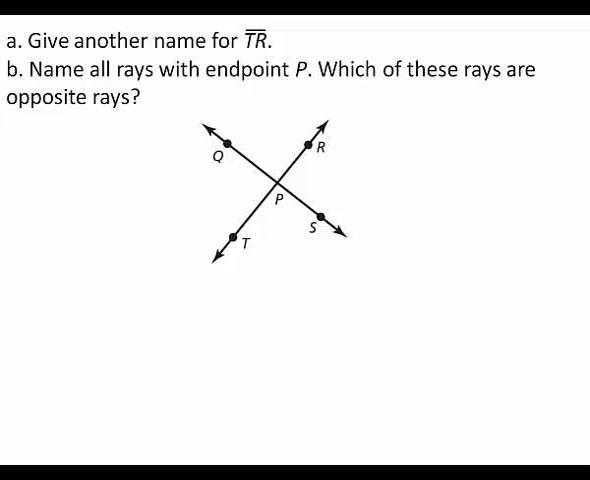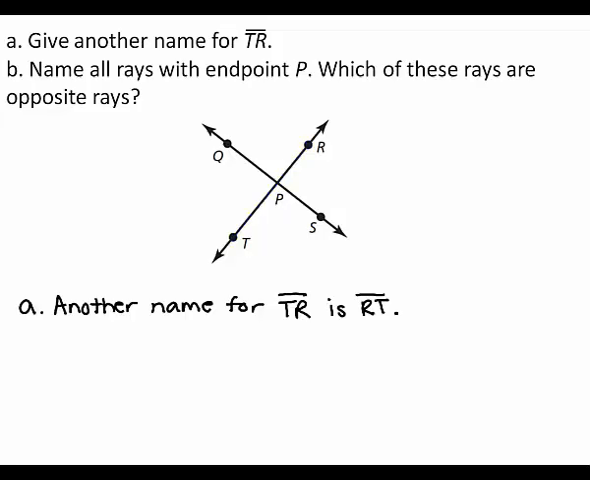In Part A, to name a segment, you can use the two endpoints listed in either order. For segment TR, the endpoints are T and R. So, another name for segment TR is segment RT.